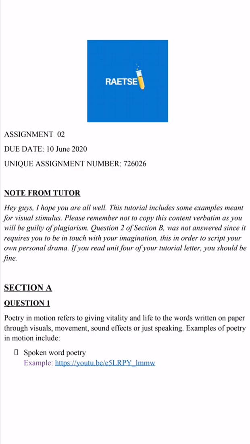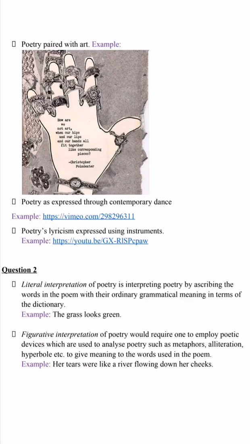Section A, question 1. Now, poetry in motion refers to giving vitality and life to the words written on paper through visuals, movement, sound effects, or just merely speaking. Examples of poetry in motion include spoken word poetry, the first one, and the second one, poetry paired with art. As you can see with the example over there, you've got Skilo Mokole. That guy looks like one of those Easy Dingo gangsters, almost.